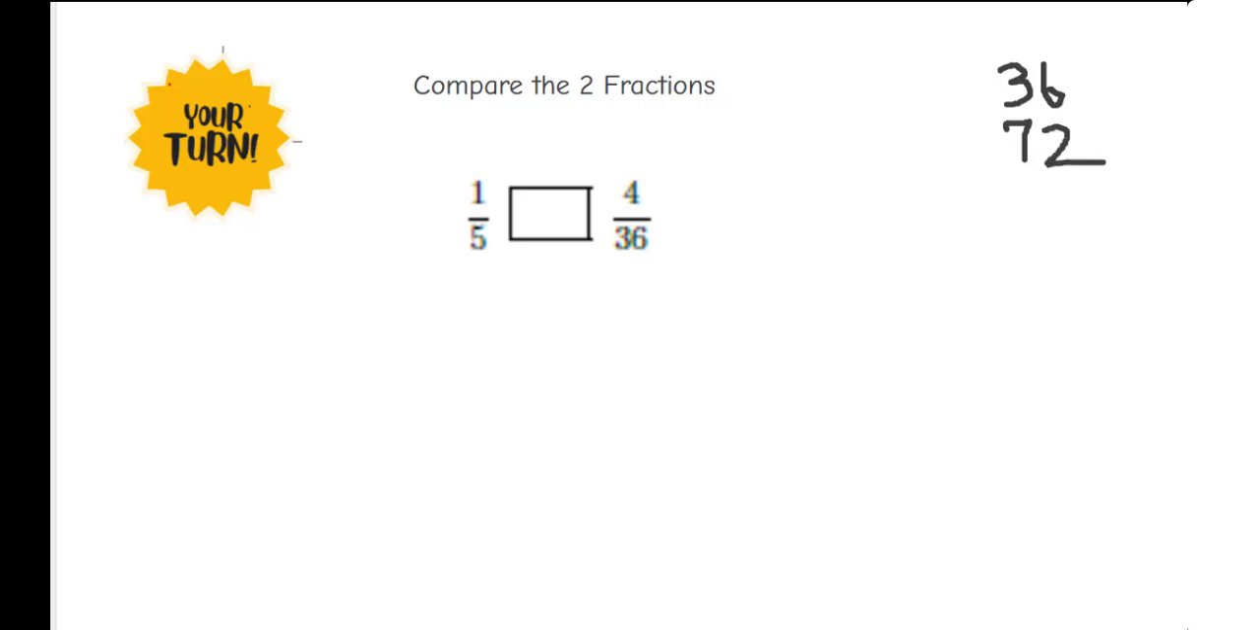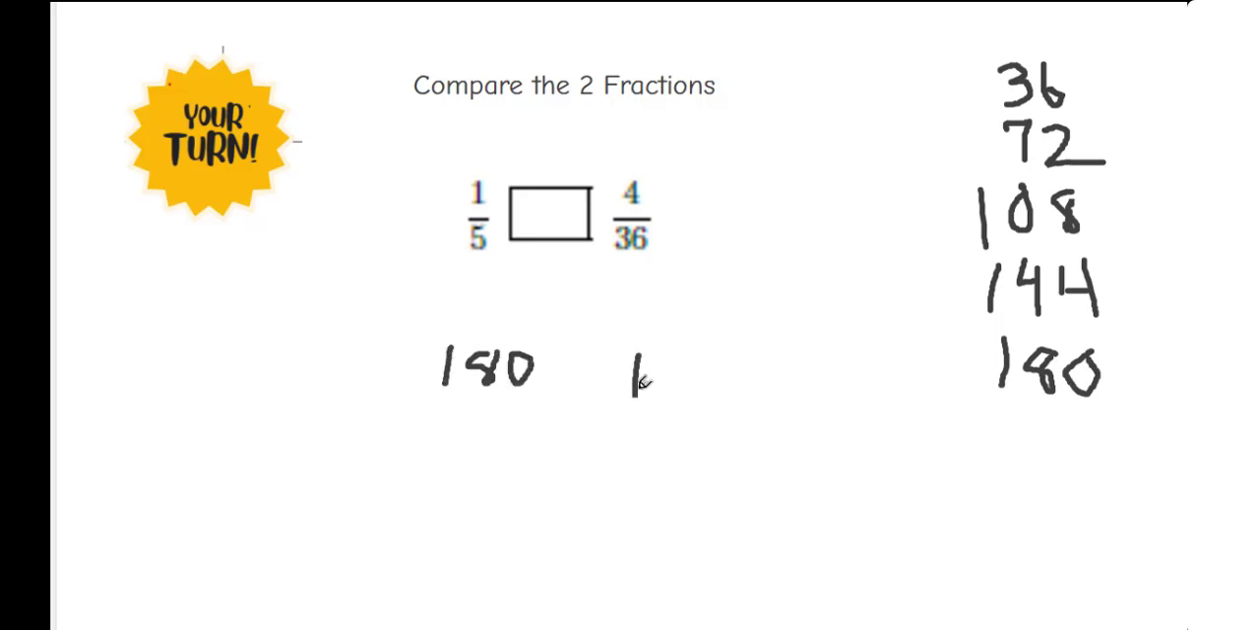72, 108, 144. See, none of these have a 0 or 5, so I have to keep going. And the next one is 180. I'm going to stop there. I know that 5 divides into 180, so I can divide 180 by 5. Divided by 5 is 36. So actually, the common multiple is 180.